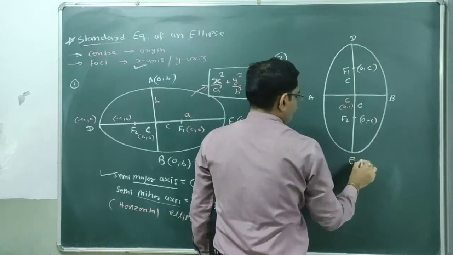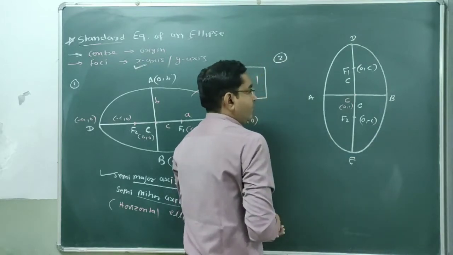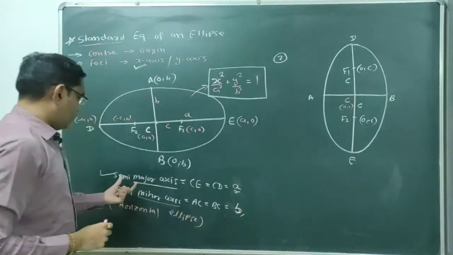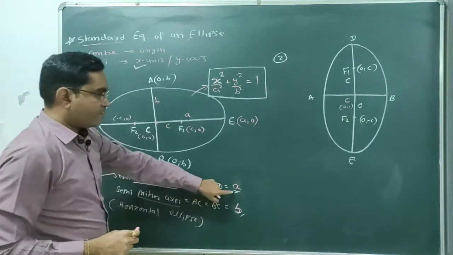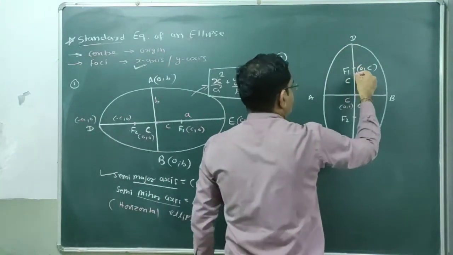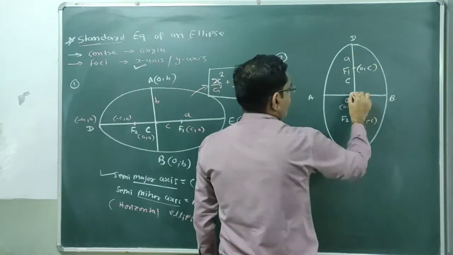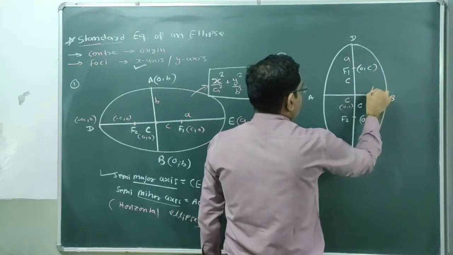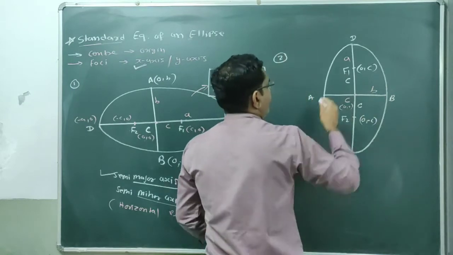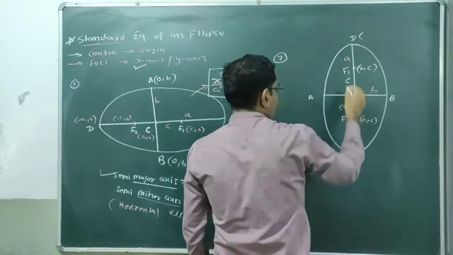This one is major axis. So length of semi-major axis. Semi-major axis is always denoted by small a. So this length is small a, and this length is small b. Done? So here we can write coordinates of this point D and E.